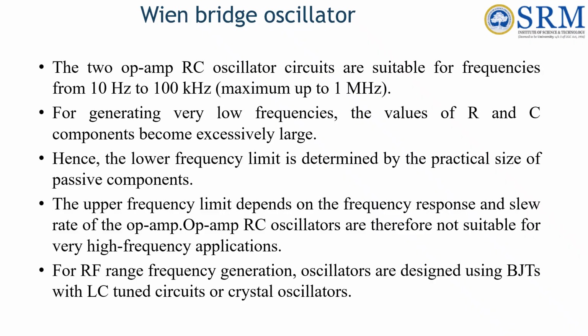RC oscillators using op-amps are mainly used for low and medium frequency applications. Typically, these oscillators operate effectively in the range of 10 Hz to 100 kHz and in some cases up to 1 MHz. To obtain very low frequencies, large resistor and capacitor values are required, making the circuit bulky and impractical. Therefore, the minimum operating frequency is limited by the physical size, the availability of passive components, etc. At high frequencies, the op-amp performance becomes limited due to bandwidth and slew rate restrictions. Because of these limitations, RC oscillators are not preferred for RF or very high frequency applications. High frequency oscillators are generally implemented using BJTs combined with LC tuned circuits or crystal oscillators for better stability and performance.